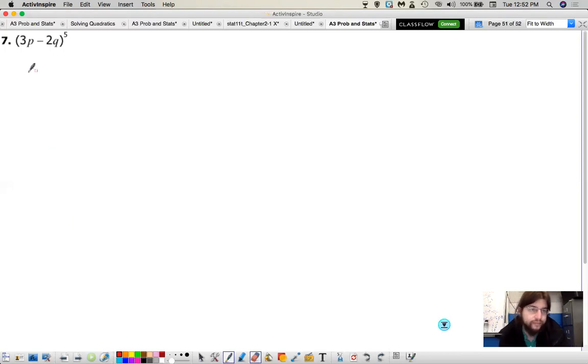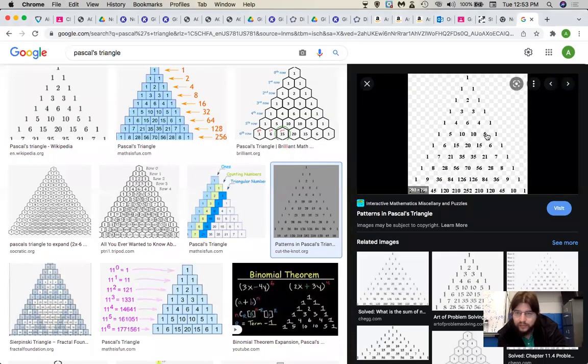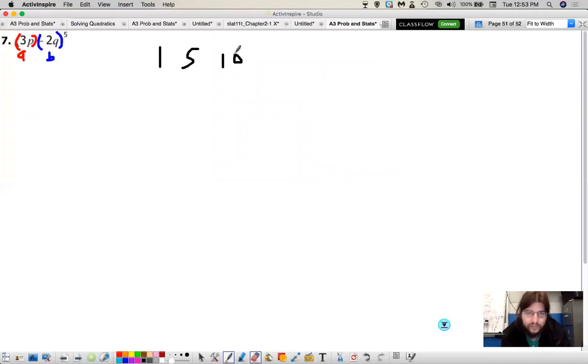But let's go with this one. And we'll call it A. So this time, A is 3p, B is negative 2q. So this is A. And this whole dang thing right here is B. Don't forget the negative. And it's to the 5th. Let's go. So row 5: 1, 5, 10, 10, 5, 1.